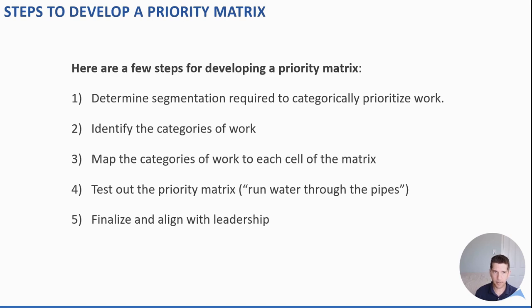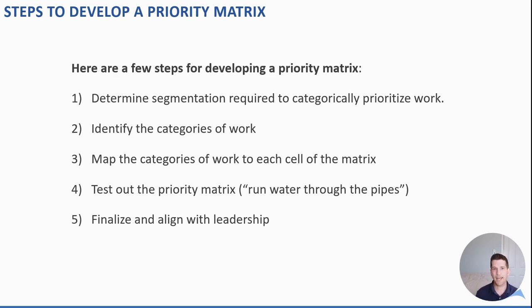The next step is to identify categories of work. How do we want to differentiate the types of work requests? That's going to differ from organization to organization. More categories might imply more rows and cells in the priority matrix.